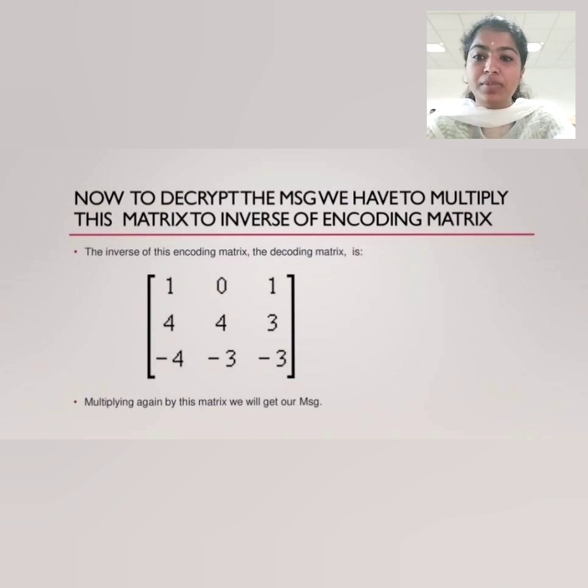Now, to decrypt the message, we have to multiply this matrix by the inverse of the encoding matrix. The decoding matrix, the inverse of this encoding matrix, is 1, 0, 1, 4, 4, 3, minus 4, minus 3 and minus 3. By multiplying again by this matrix, we will get our message.